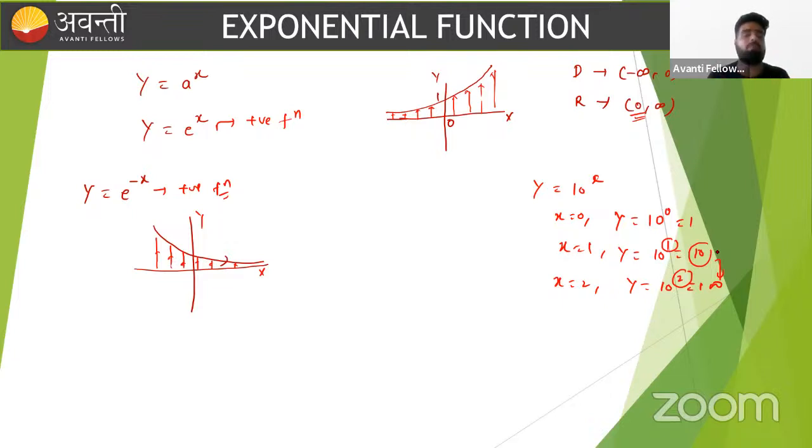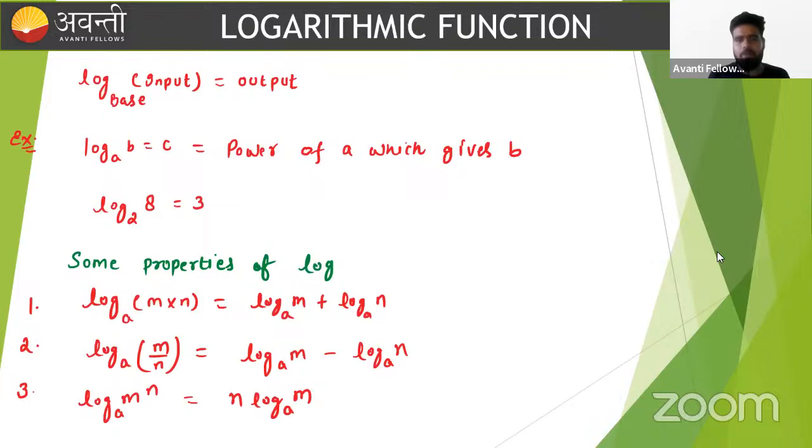This is the magic of the exponential function, and the same thing happened in COVID. Yes or no? The cases increased by leaps and bounds. Okay, let's move further, beta. Logarithmic function. So logarithmic is very slow. Yes, slow.